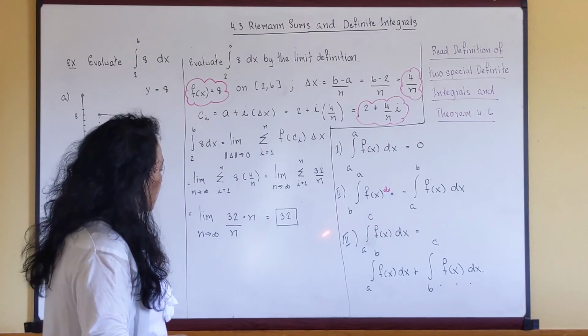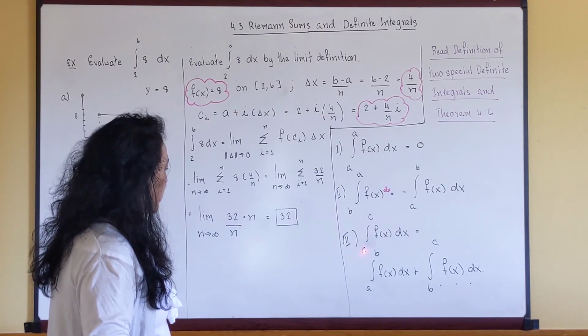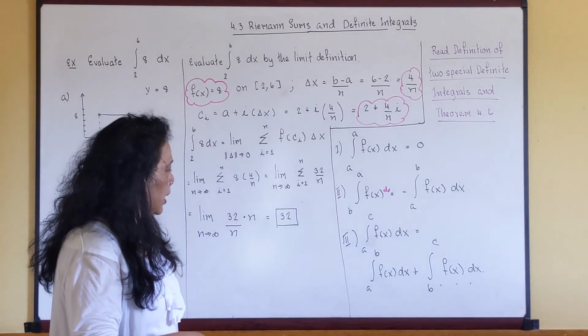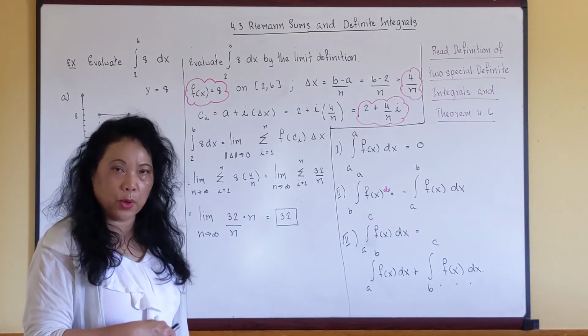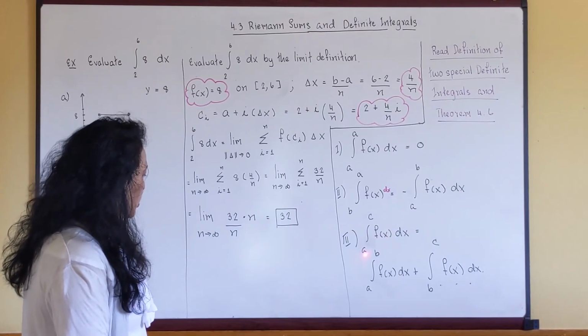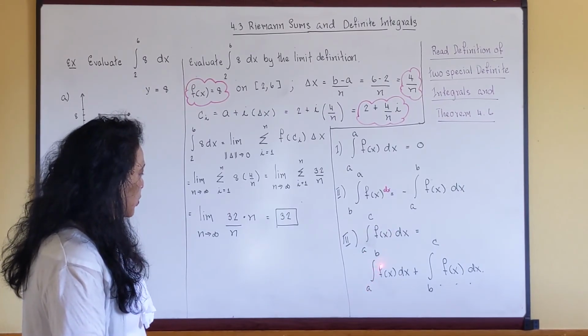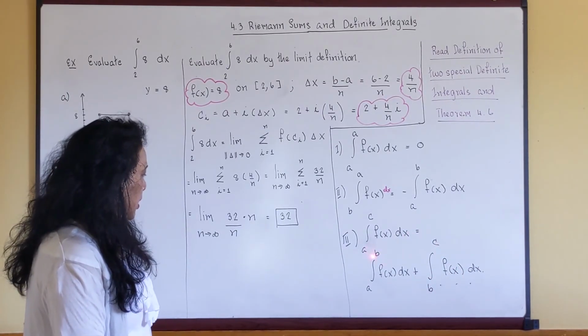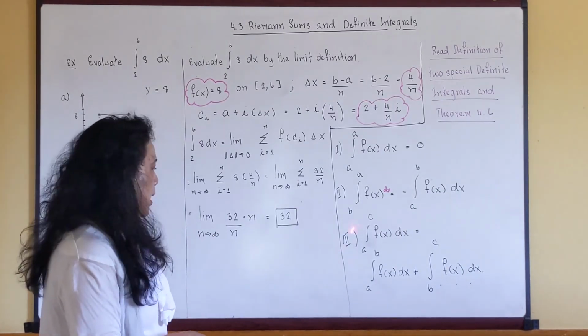That's allowed. The third one, if you have an integral from a to c of f of x dx, you can break it down into two or more parts. For example, this one you can take an integral from a to b of f of x dx plus b to c of f of x dx. Make sure that the b here is between a and c.